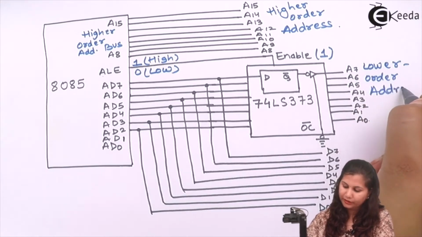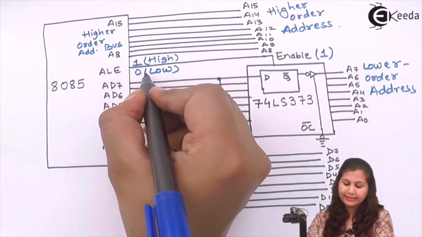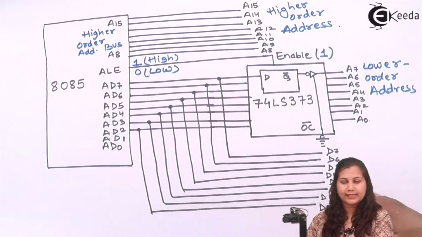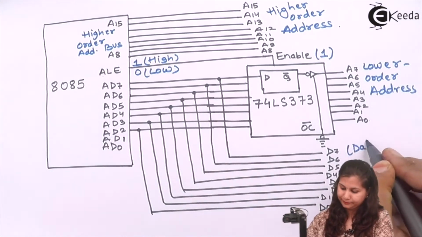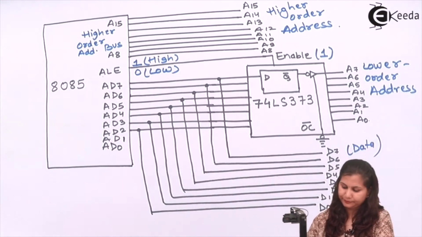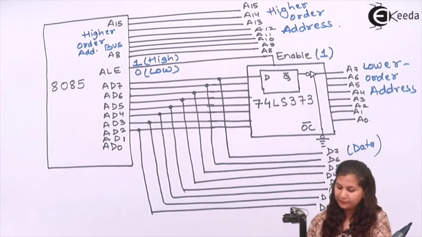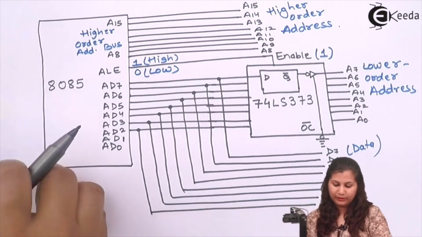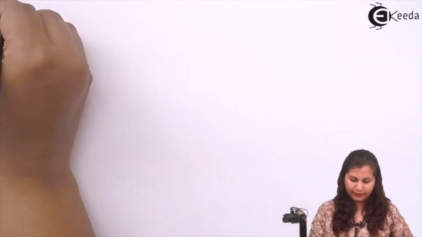This is the lower order address. And when this ALE signal is low, then data is available on these lines. This data is of 8 bits starting from D0 to D7. So let's see its working.